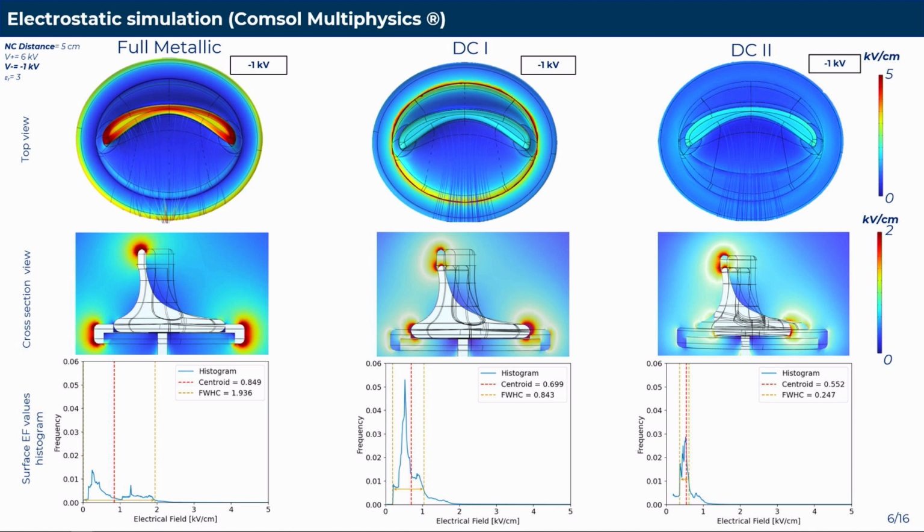Why this? Because electrostatic physics is, I would say, the most impactful in the electrospinning process. Moreover, in the bottom row, you can see the surface electrical field values histogram, so the distribution of the electrical field on the surface of the different collectors, and we quantified the electrical field homogeneity on the surface by extrapolating a parameter called the full width at half maximum, which represents the width of the electrical field value distribution for the different configurations.